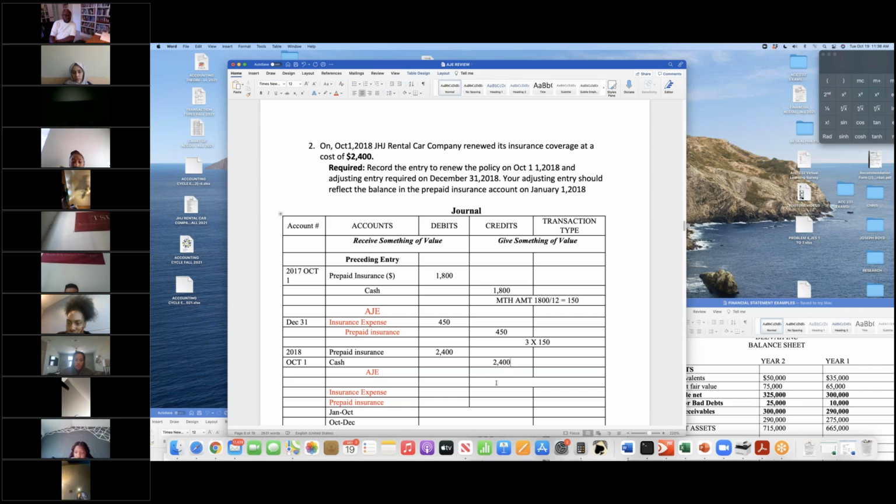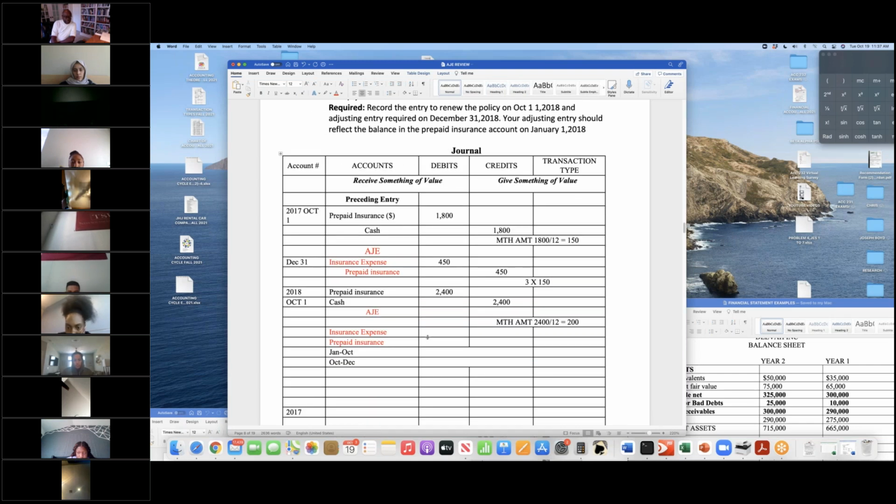And we're going to get us a new monthly amount now, which is going to be what? $2,400 divided by 12, that's going to equal what? 200. Okay, 200. So now the insurance expires at the rate of 200 a month.